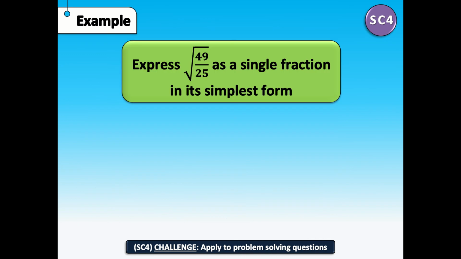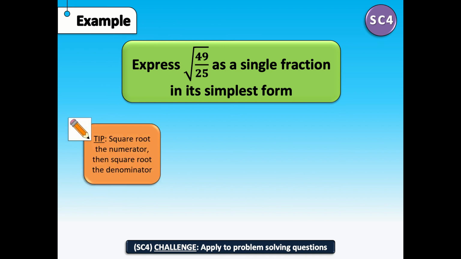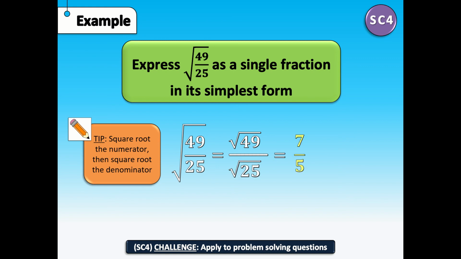So if we want to express the root of 49 over 25 as a single fraction in its simplest form, so we square root the numerator and we square root the denominator. So we square root 49 and we square root 25. Square root of 49 is 7 and the square root of 25 is 5. So our answer is 7 over 5.